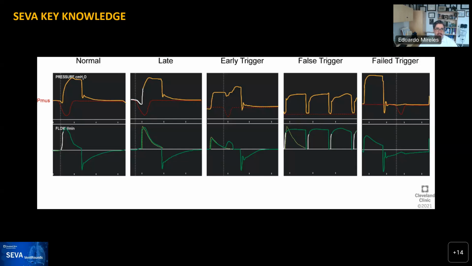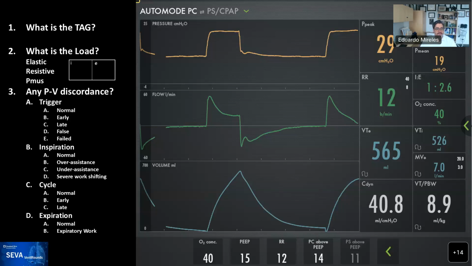Late, early, false, and failed triggers. All righty. So in our classic now, we are in January, so the majority of people have gone through the taxonomy.